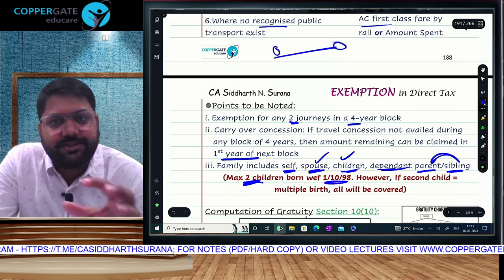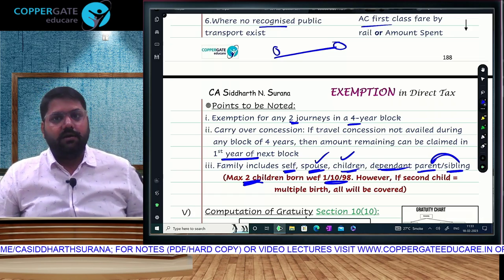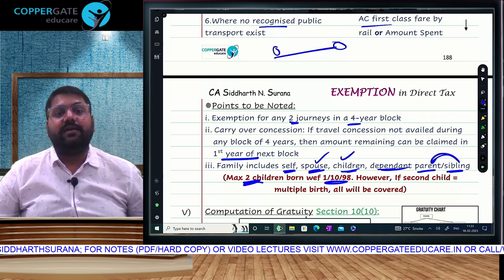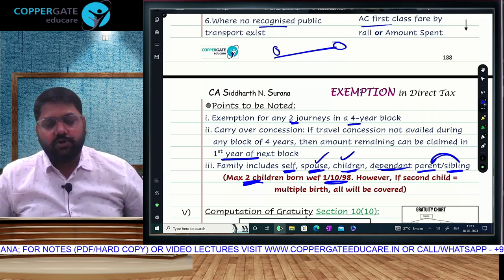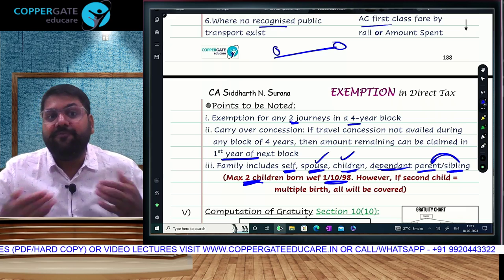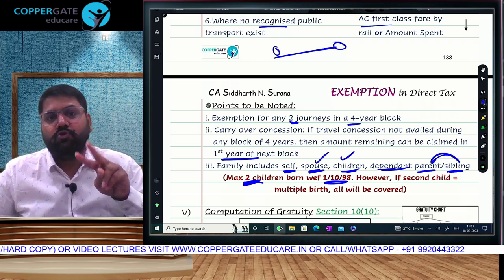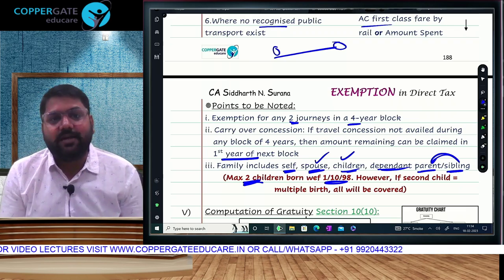That means for all children born before 1/10/98, you can take the ticket. For children born after 1/10/98, you can take only 2. So if you have 5 before and 2 after, you can take all 7. But if you have 2 before and 5 after, then you can take the 2 before and the 2 after. But in this, again, there is a problem.